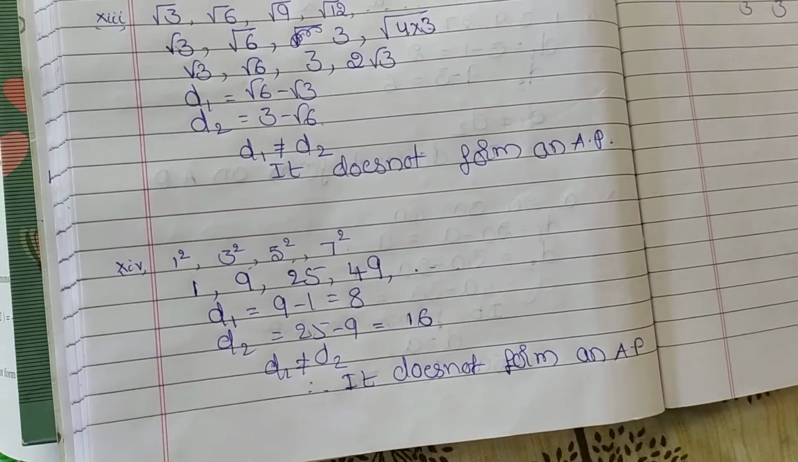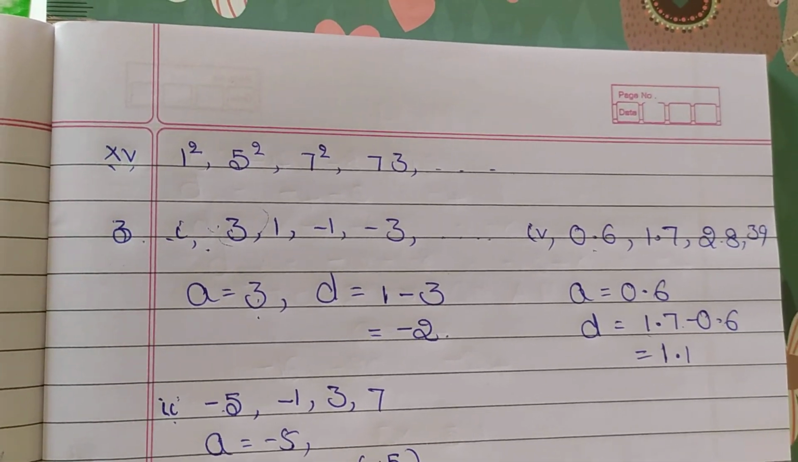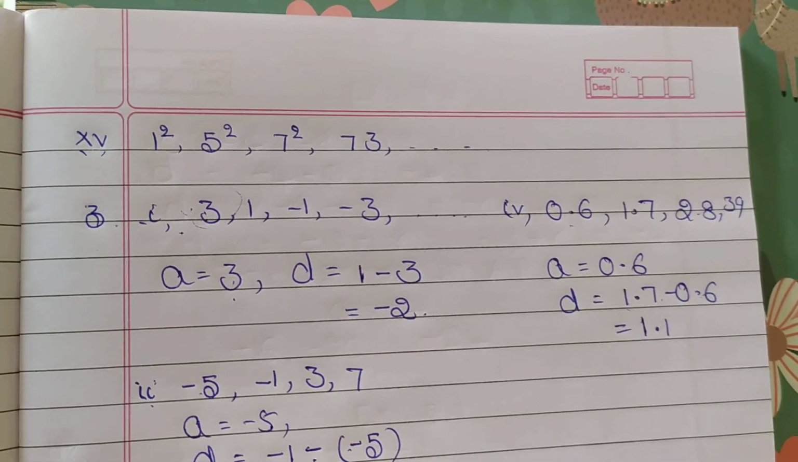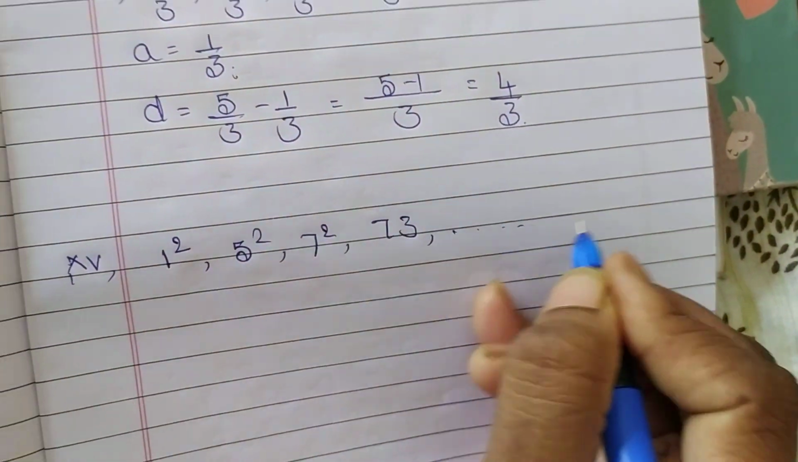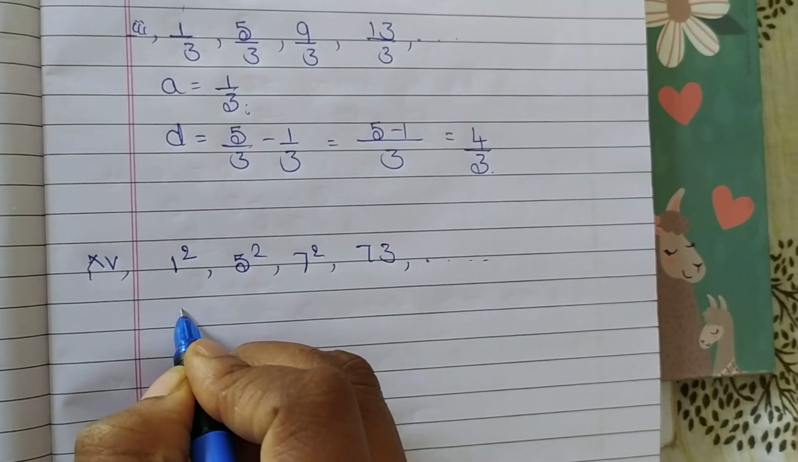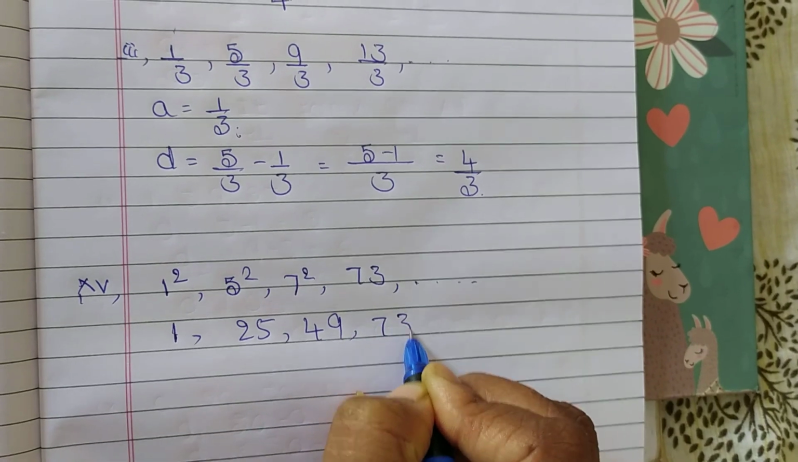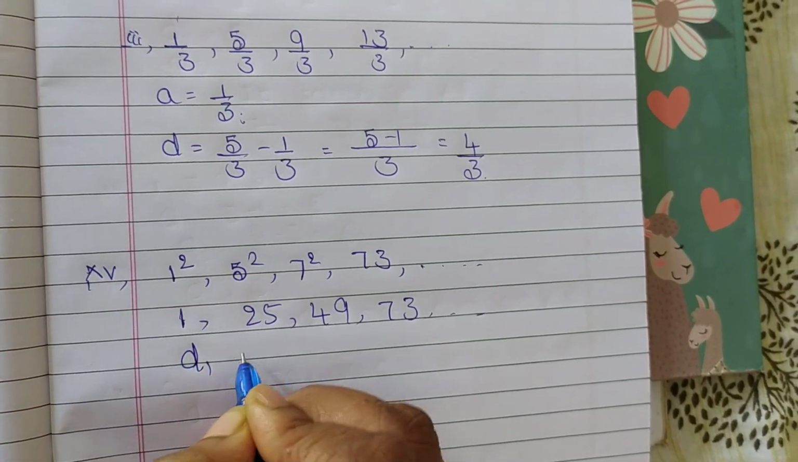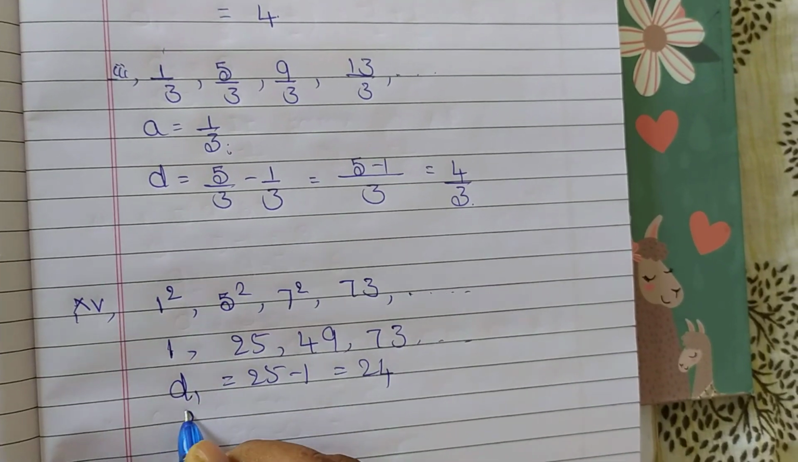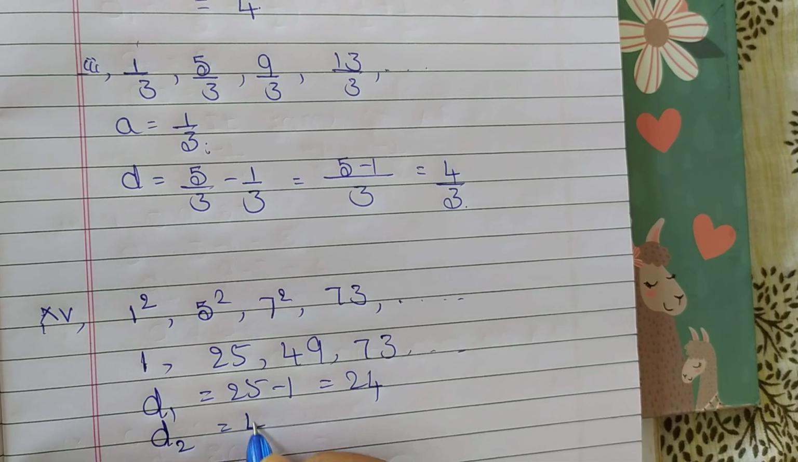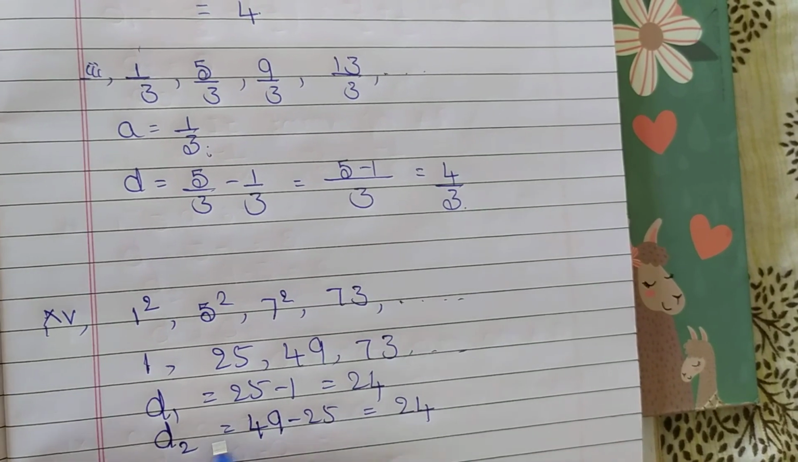Now coming to the last problem of this, the 15th problem of the fourth main. They gave 1 square, 5 square, 7 square and 73. So let us do here. 1 square is 1, 5 square is 25, 7 square is 49 and 73 they gave. So what is D1? 25 minus 1, it is 24. What is D2? 49 minus 25, again it will be 24.